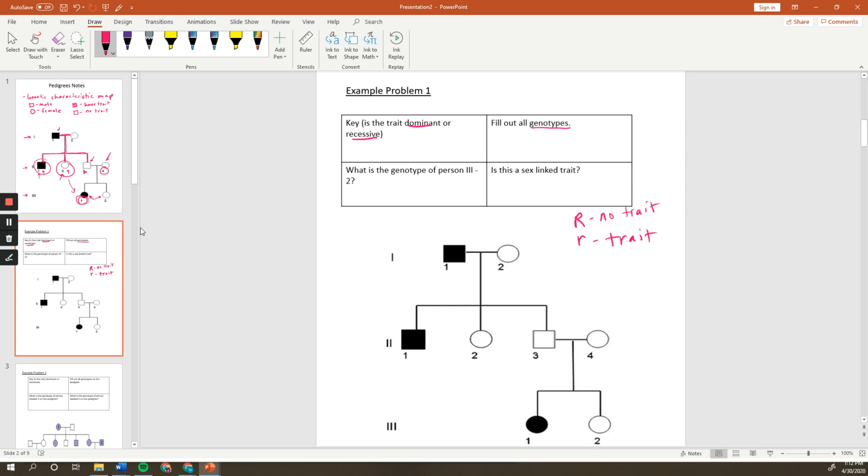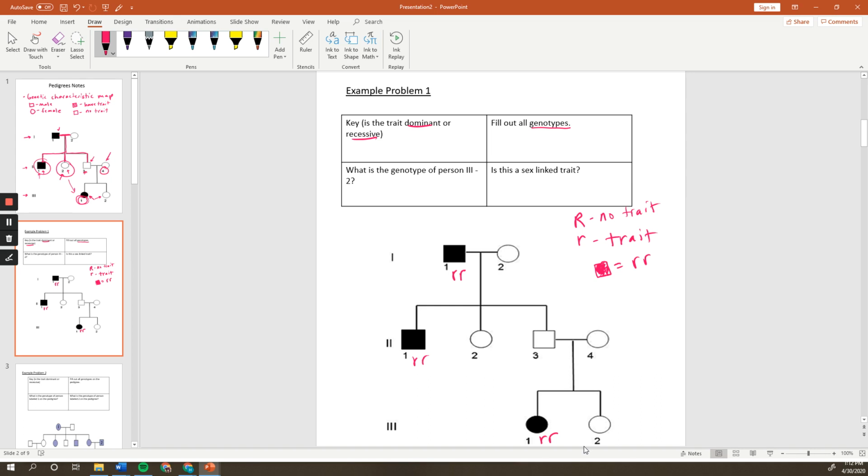So that means that anyone who has the trait, which you know is shaded, these people have to be little r, right? So what we're going to do is we're going to label them. So this is what you should be doing. Label those guys.